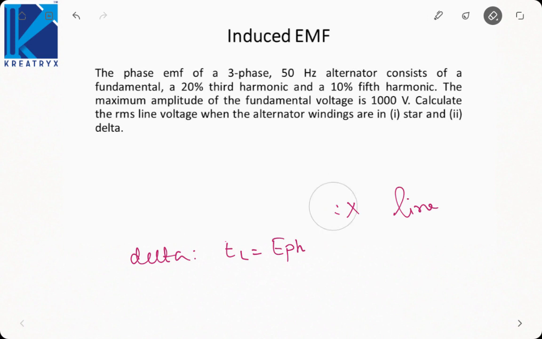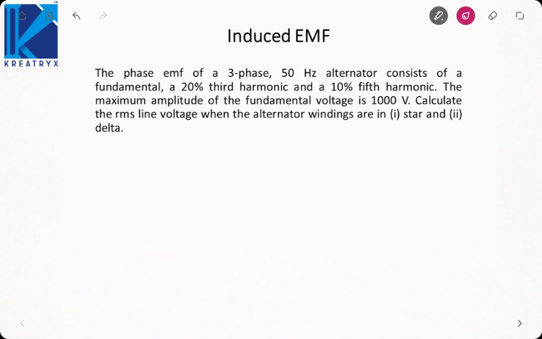Now let us understand the question that is given to you. The phase EMF of a 3-phase 50 Hz alternator consists of a fundamental, 20% third harmonic and 10% fifth harmonic. The maximum amplitude of fundamental is 1000 volt. We need to calculate RMS line voltage when the windings are in star and delta. So the first thing to consider carefully is that we need RMS line voltage, whereas the voltage given is amplitude. That means in the last step of the problem, you have to remember to divide by root 2 in order to convert it to a sinusoidal RMS value.